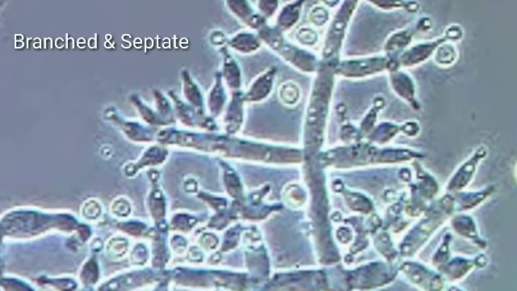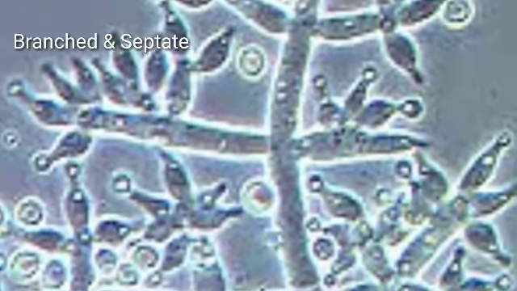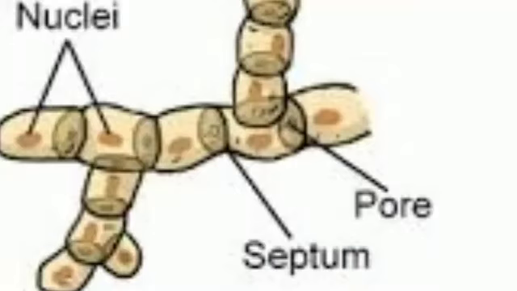When you see the mycelium, Ascomycetes mycelium is branched and septate. Septa are found in the mycelium of Ascomycetes. Pores are present in septa. These pores allow cytoplasm to pass from one cell to another cell. Pores do not allow the nucleus to pass through.